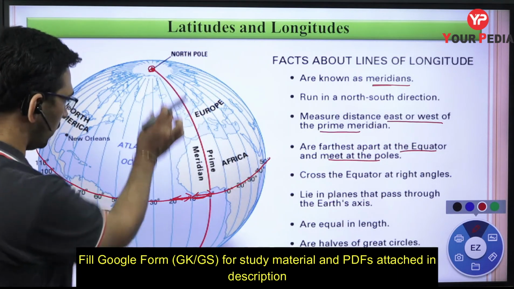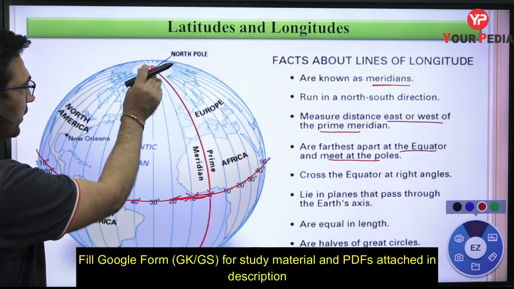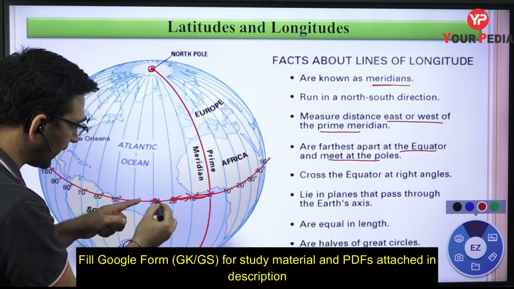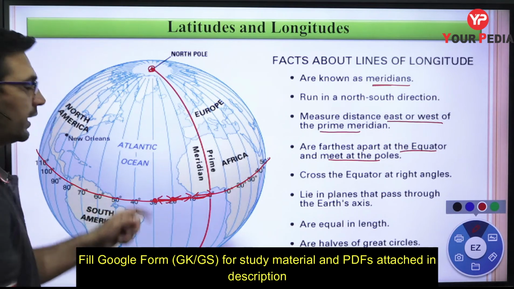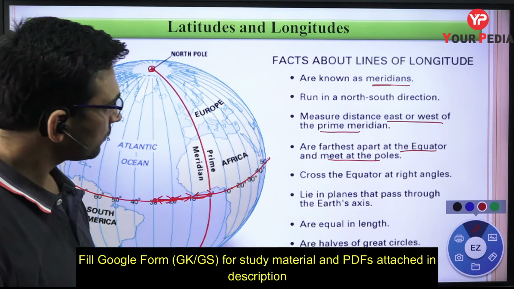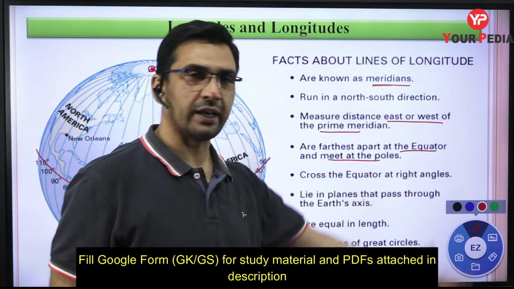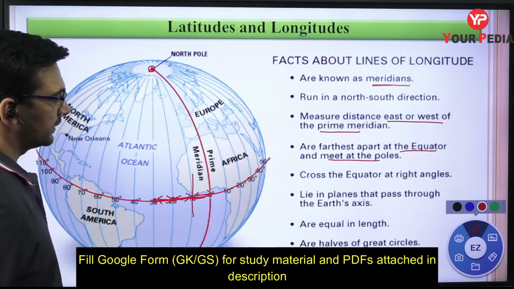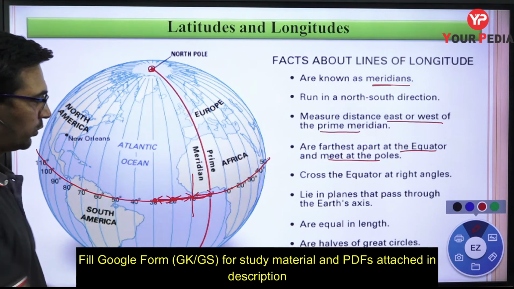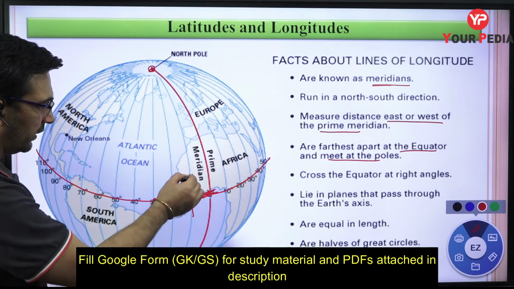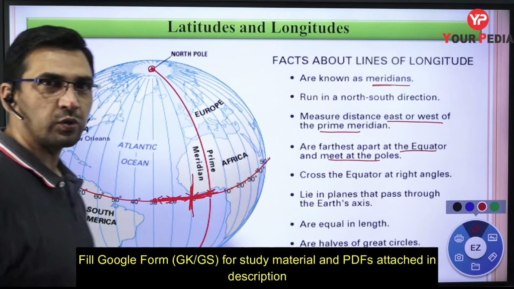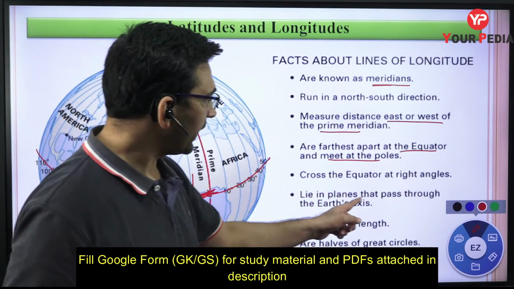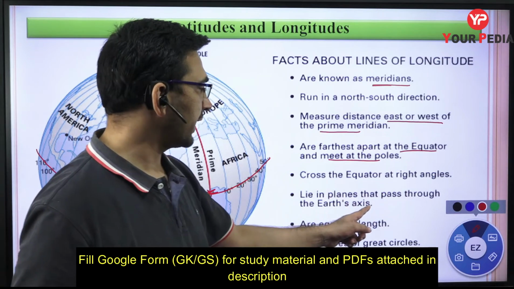So if you take any two longitudes, any two meridians, they are going to have the largest distance between them at the equator. Meridians cross the equator at right angles. Obviously, at this point, what is it? It is tangential. They are perpendicular to each other. If I have the equator, then at this point the meridians are going to be at right angles to the equator. Meridians lie in planes that pass through the Earth's axis.